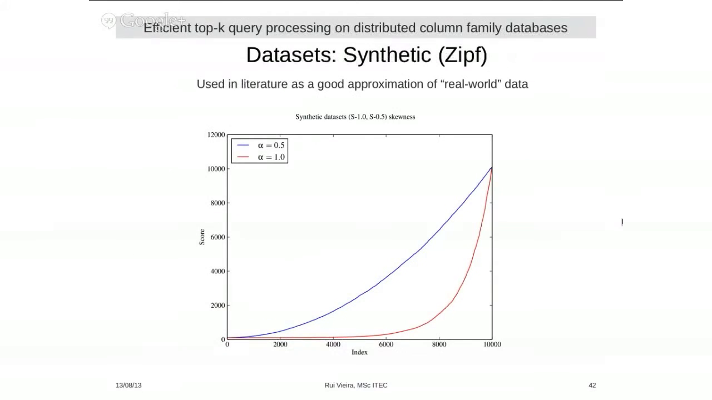The datasets on which we implemented and tested these algorithms were two. One of them is the Zipf distribution, which is a score distribution with a configurable skewness. It's usually used in the scientific literature as a good approximation of real-world data, but we'll see that in some situations it's not.